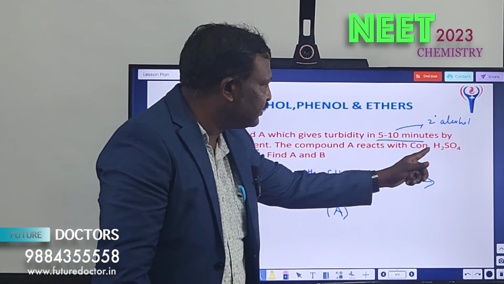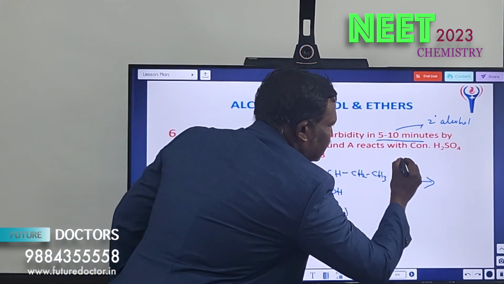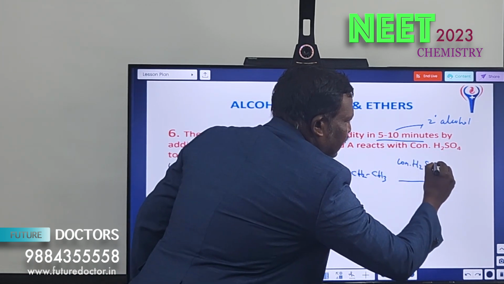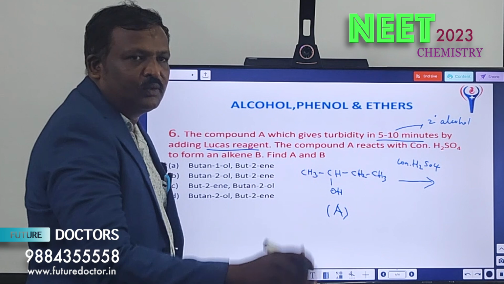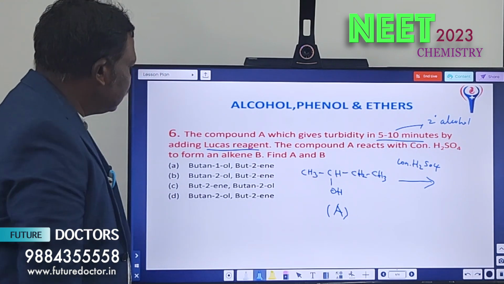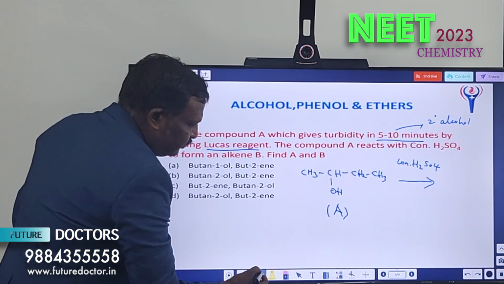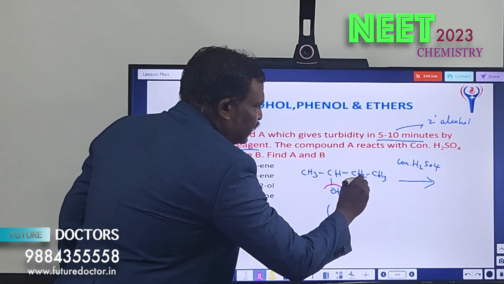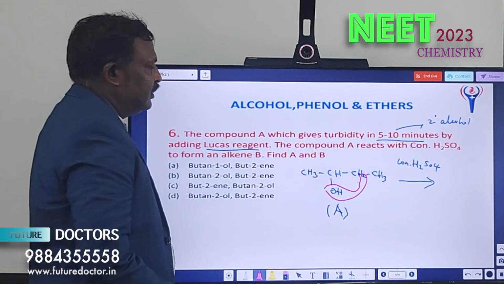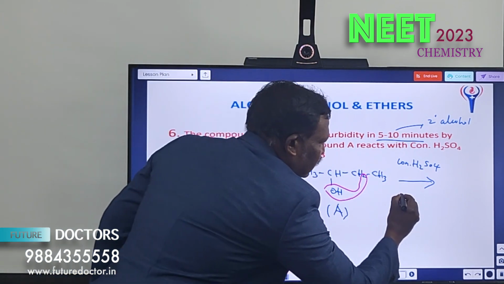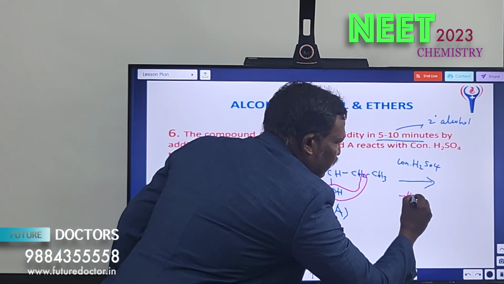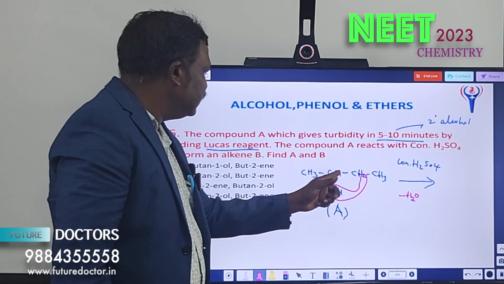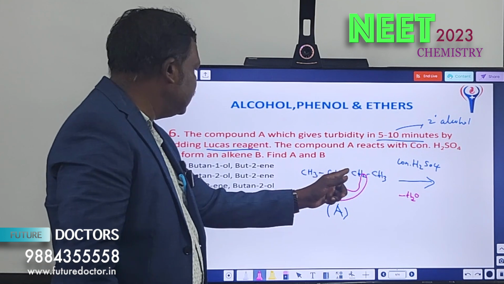Then A reacts with concentrated sulfuric acid. What's the role of the concentrated sulfuric acid? It's a very good dehydrating agent that will remove a water molecule. So what happens when you add this reagent? The OH takes a hydrogen from here, so minus H2O, water will be removed. And the double bond will come in between this and this.